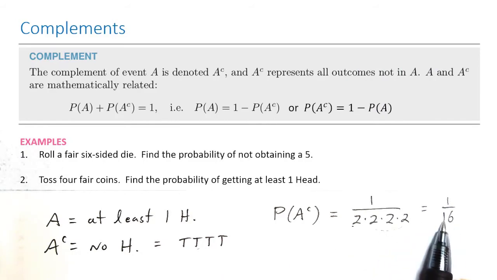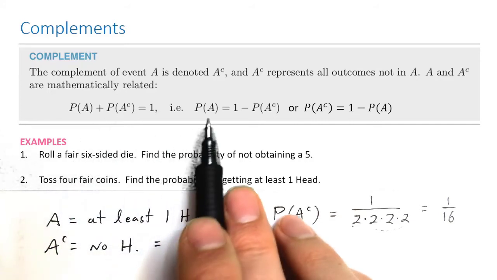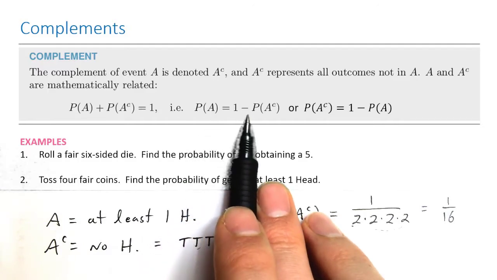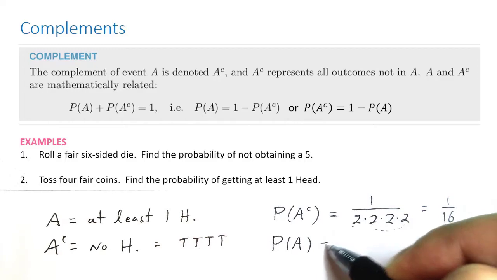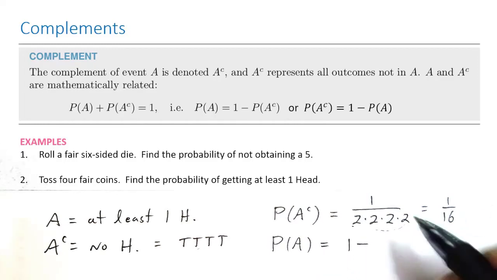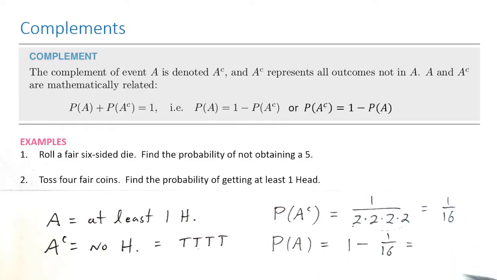Now, I want the probability of A, of getting at least 1 head. So this is where I use the complement rule. The probability of A is 1 minus the probability of its complement, which we said was 1/16. 1 minus 1/16 is 15/16. And there's my answer.